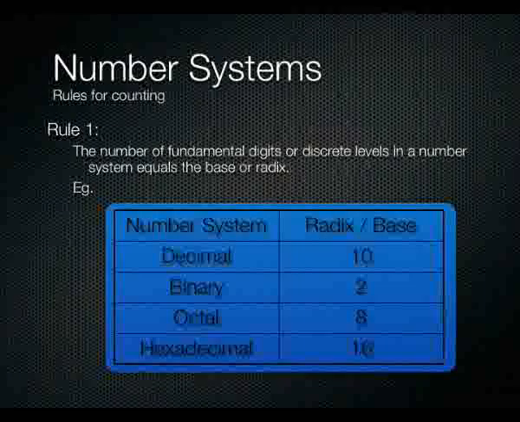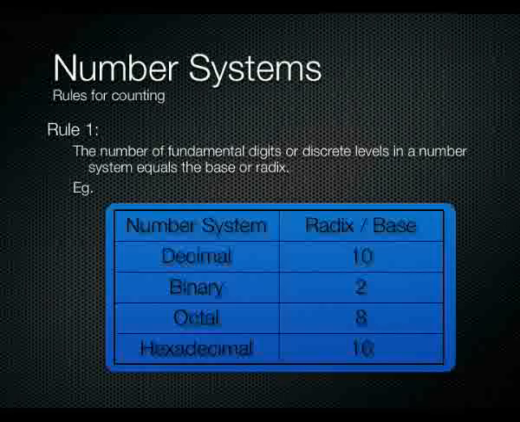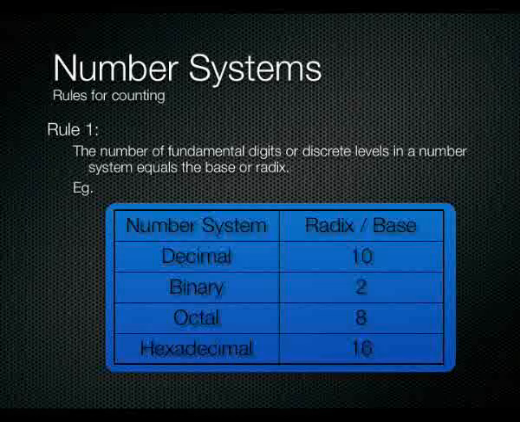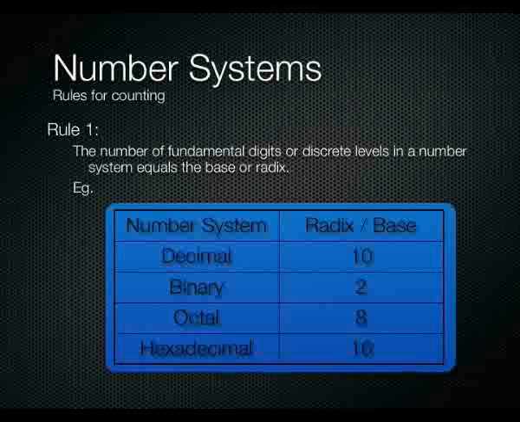So when it comes to the rules of counting, effectively the first rule refers to the base or the radix of the numbering system. And the base or radix refers to the number of discrete levels that we have inside a numbering system. So when it comes to the decimal numbering system, we have a base or a radix of 10. We have 10 discrete levels. When it comes to a binary system, we have 2 discrete levels. When it comes to octal, we have 8 discrete levels. And of course, with hexadecimal, we have 16 discrete levels. So the first rule effectively defines the number of discrete levels that we have in the numbering system. And I will build upon this with the next 2 rules.